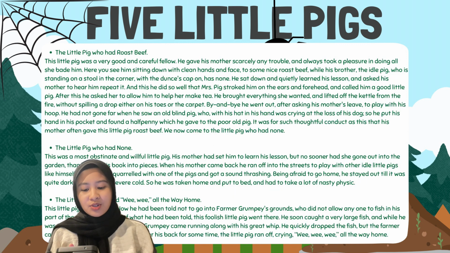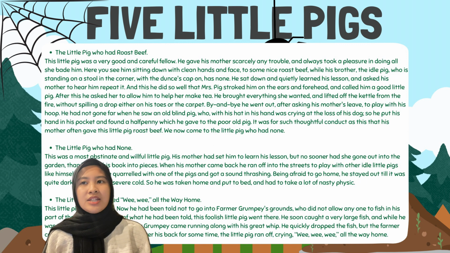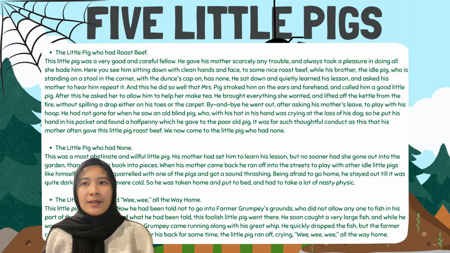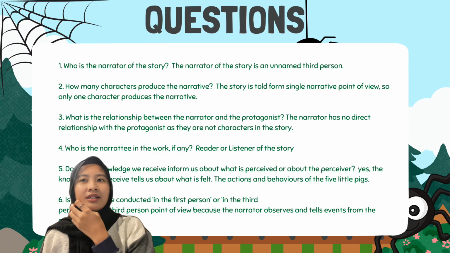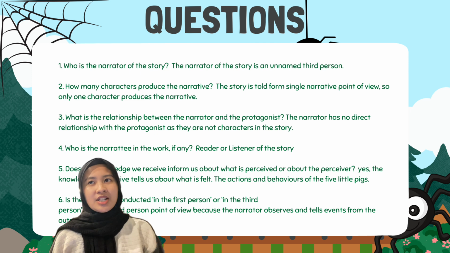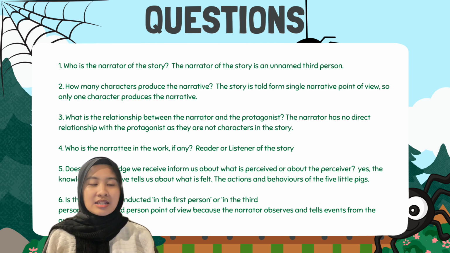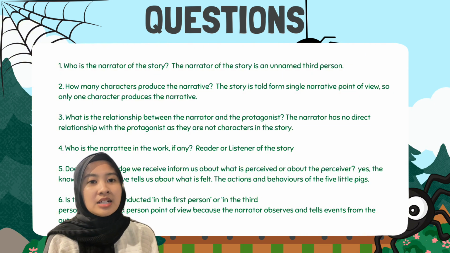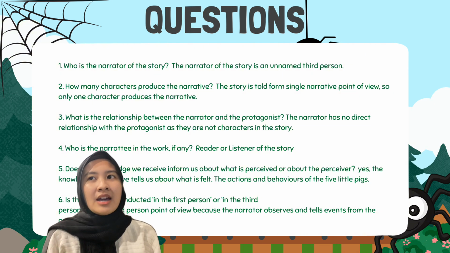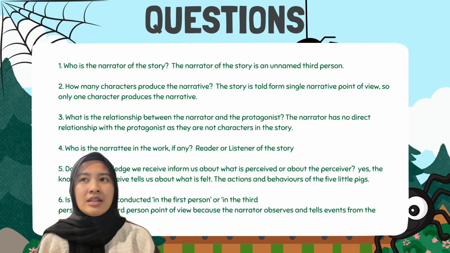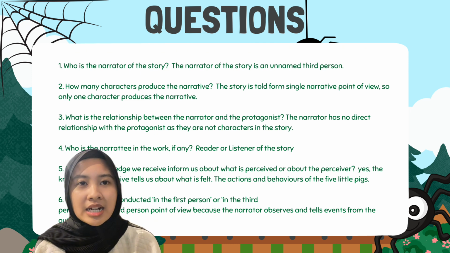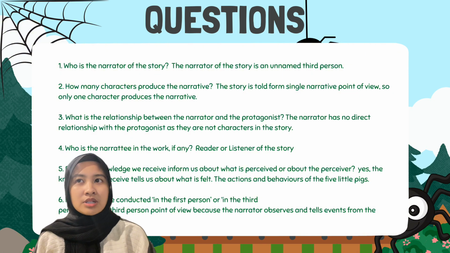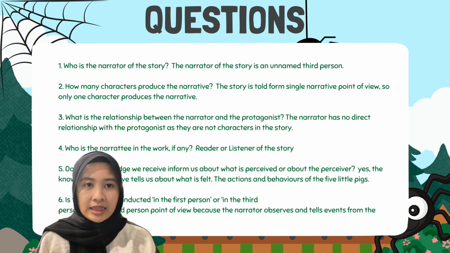So we took the story called Five Little Pigs by Joseph Martin Corain to be our discussion material. Next, the questions. The first question is, who is the narrator of the story? The narrator of the story is an unnamed third person. And the second question is, how many characters produce the narrative? The story is told from a single narrative point of view, so only one character produces the narrative.